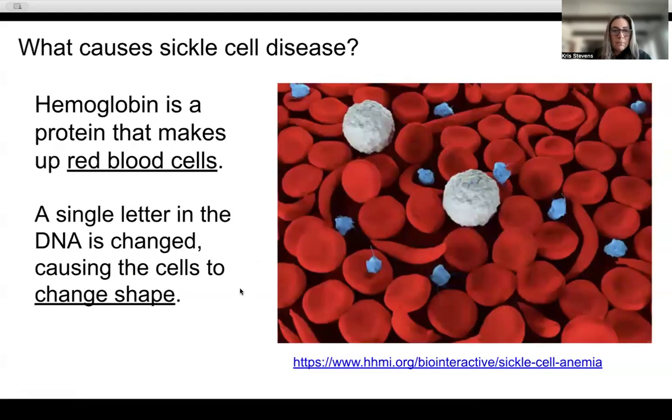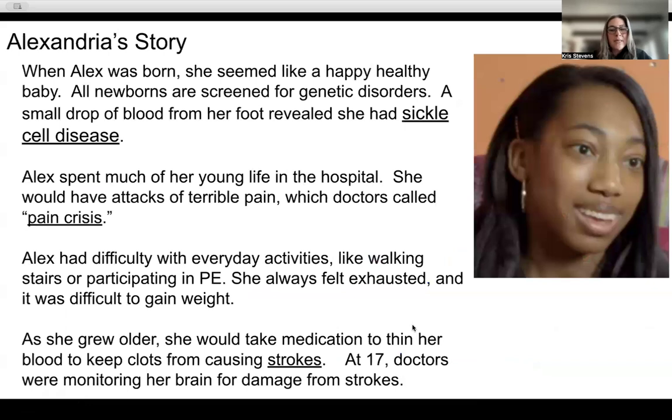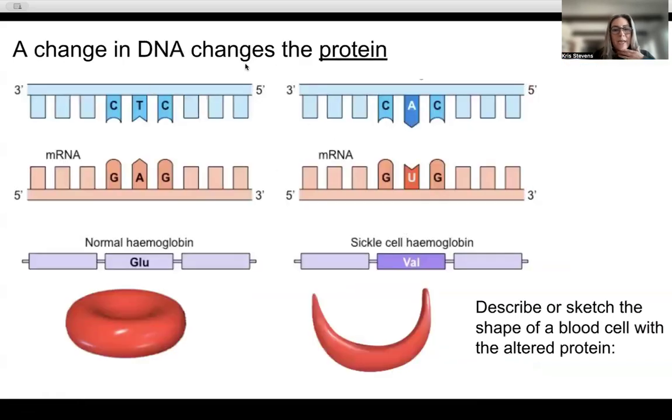What causes it? We have this, and you can read Alexandra's story, and then there is a video on this. I just deleted it. I wasn't sure if you guys would be able to see it, but this is a real life story of her sickle cell disease. A change in DNA changes the protein. So these are mutations, and this is actually what's happened with the sickle cell.